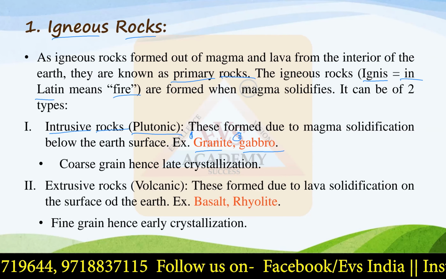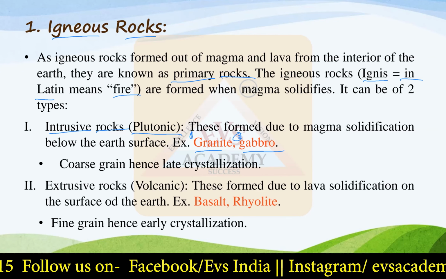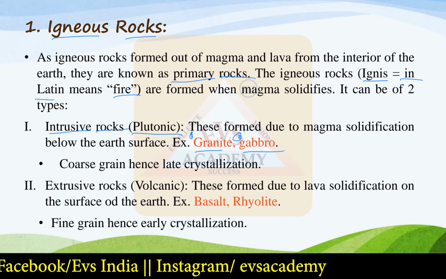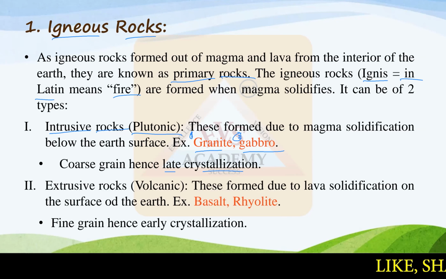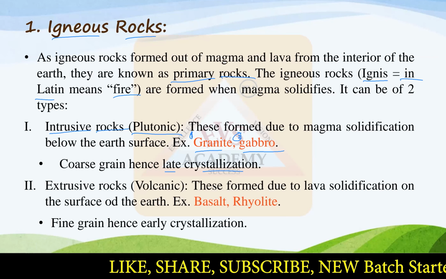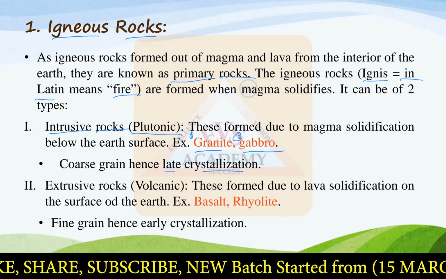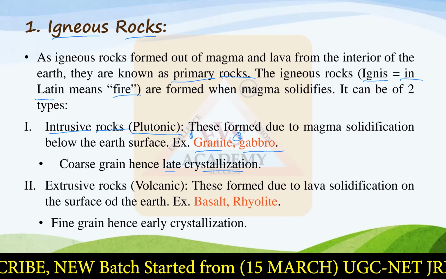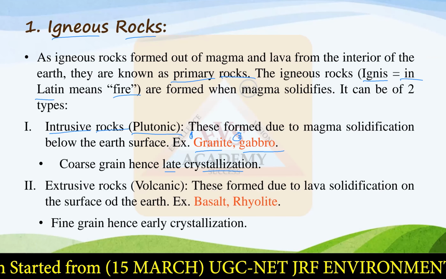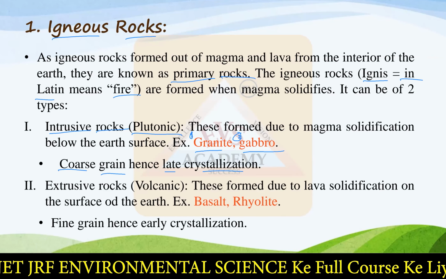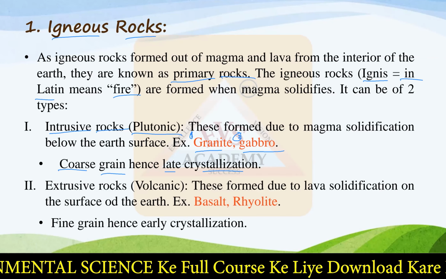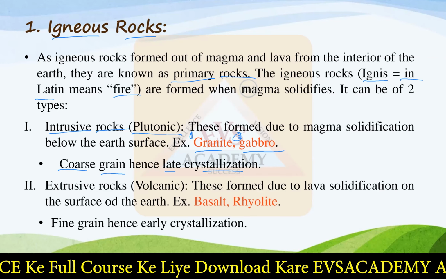Granite and gabbro are both coarse-grained rocks, because late crystallization takes place. Why late crystallization? Because the temperature is not very low below the surface; the temperature is very high. So the cooling is slow, and if cooling is slow, there is late crystallization. With late crystallization, solid crystals are formed, and those are the coarse grains. So the whole structure of granite and gabbro is coarse-grained, and late crystallization takes place here.